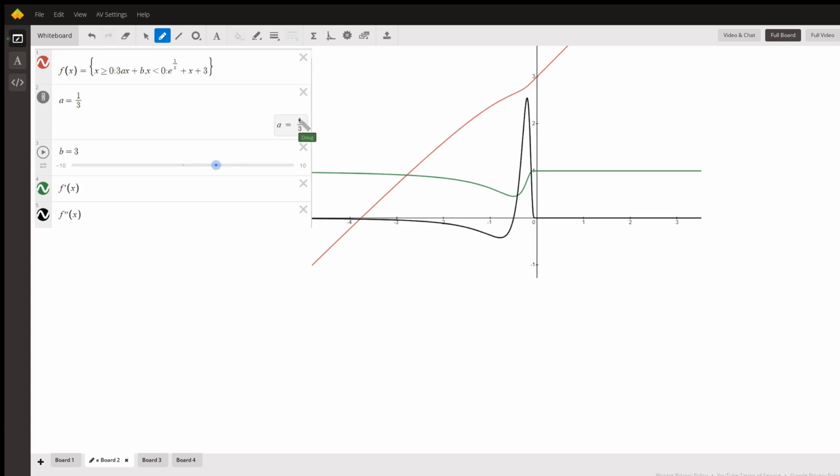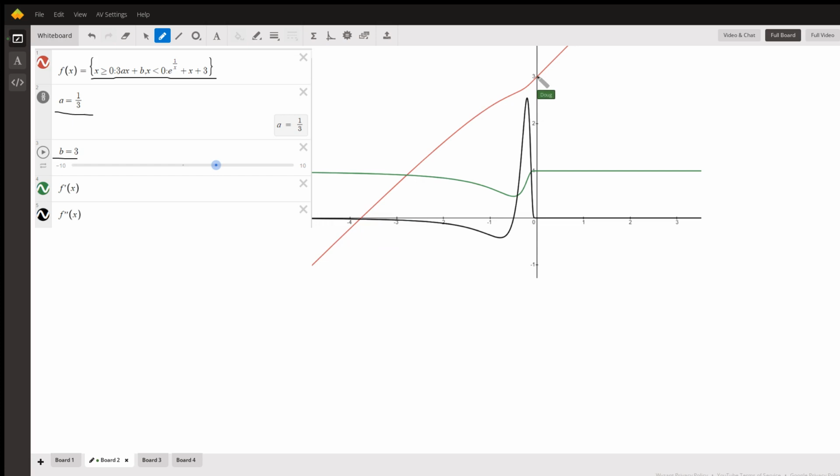So if we go to board 2, here's that function with a and b still intact, and here are the correct answers. The next boards will show how. The black graph is the second derivative. The green graph is the first derivative. Of course, the red graph is the graph of the piecewise function f of x.